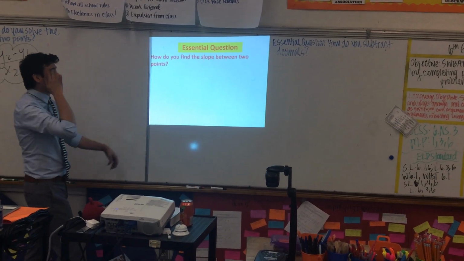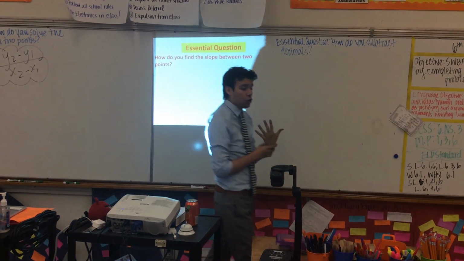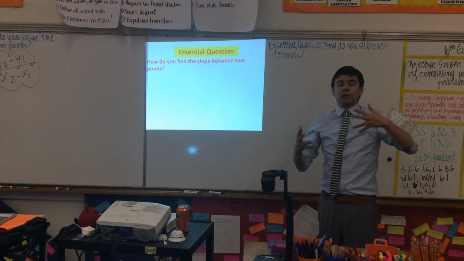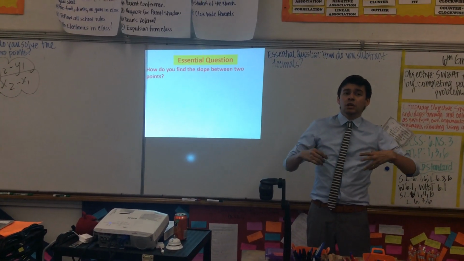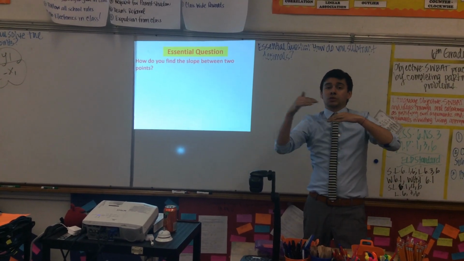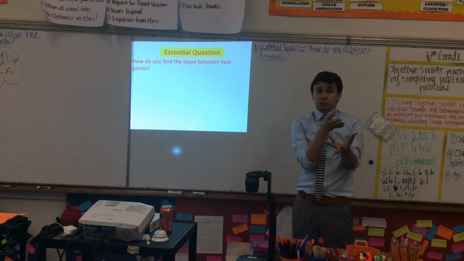Okay, the essential question for today is, how do you find the slope between 2 points? Now, you already learned this yesterday. Remember, you're like in class, you're like, oh, it's easy. So what you do is plot the 2 points, draw a line, and then you start doing your slope triangle. And then that's rise over run.